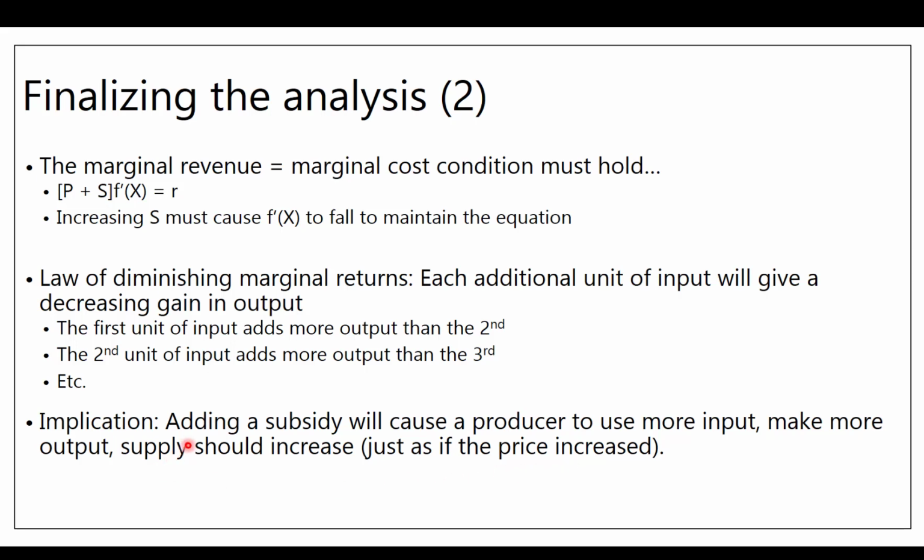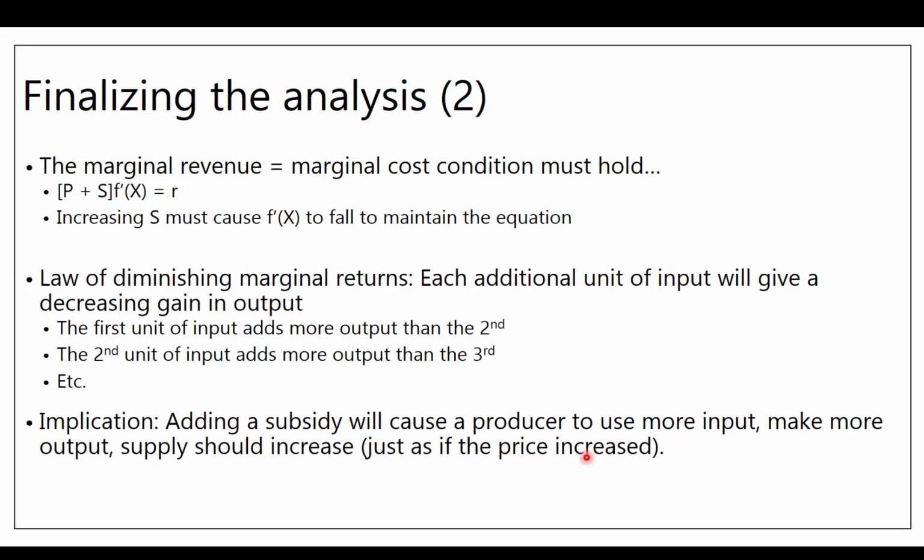And if you add more input and you plug it into the production function, we expect it to increase output. And so that is where this law of diminishing returns, which is implicit in the law of supply, tells us that adding a subsidy should cause a producer to use more input. That will lead to more output, and we expect price to go up. So basically, adding a subsidy should have the same effect as if we just applied this law of supply.